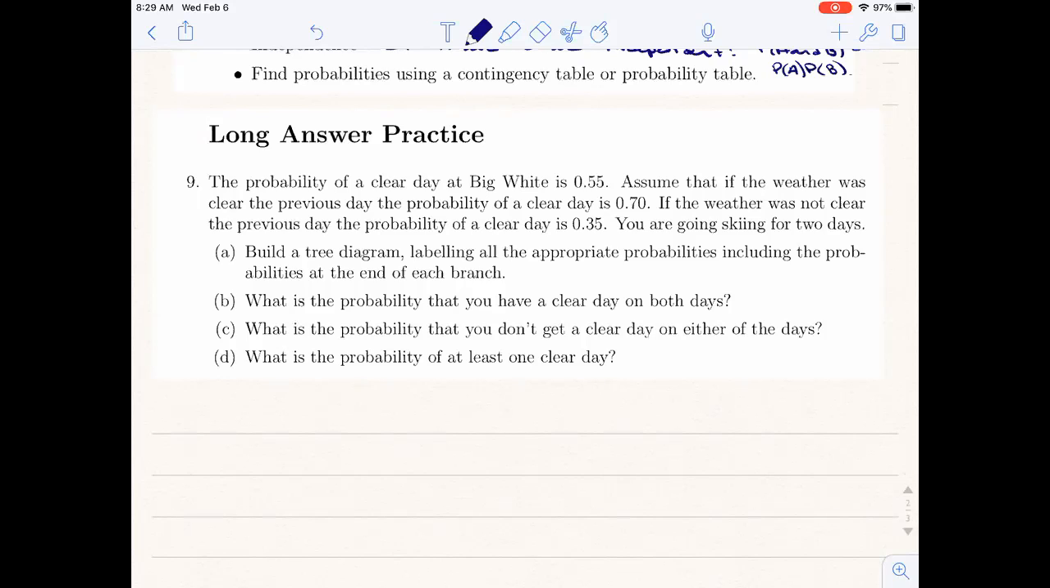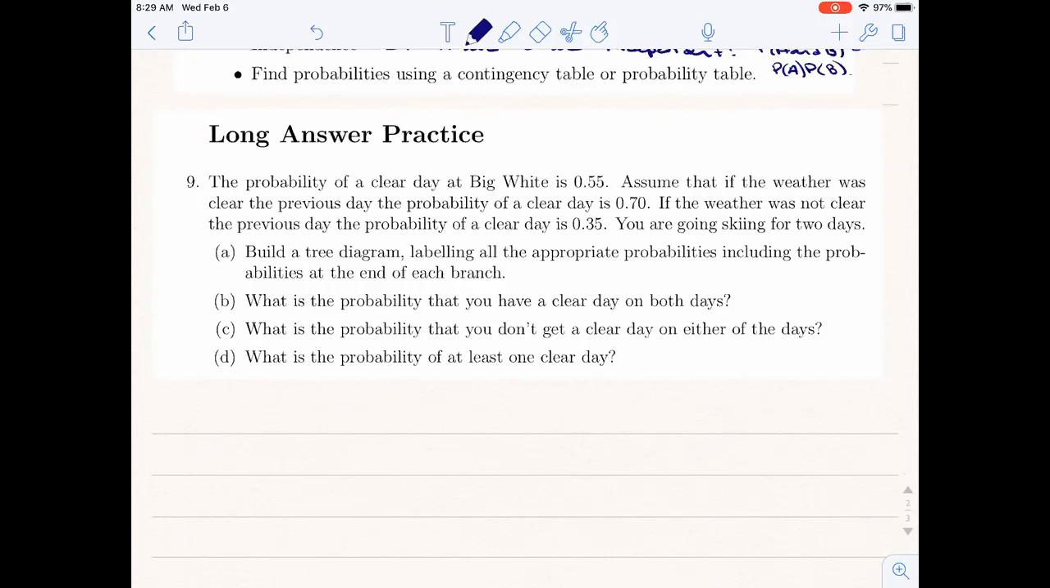So the probability of a clear day is 0.55. So assume that if the weather was clear the previous day, the probability of a clear day is 0.7 now. And so a little bit sneaky. If the weather is not clear the previous day, the probability of a clear day is 0.35. You're going skiing for 2 days. Okay, sounds familiar. Day 1, day 2. Build a tree diagram, and here I actually mean tree diagram. Labeling all the appropriate probabilities, including the probabilities at the end of each branch.